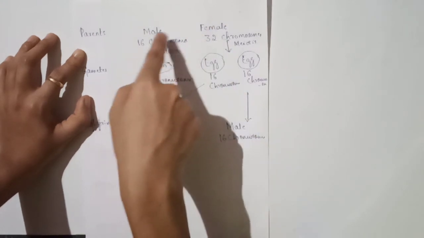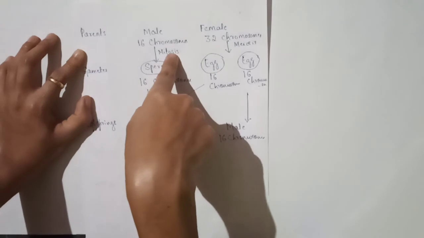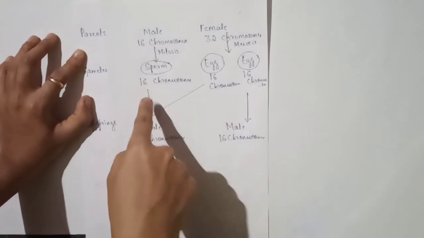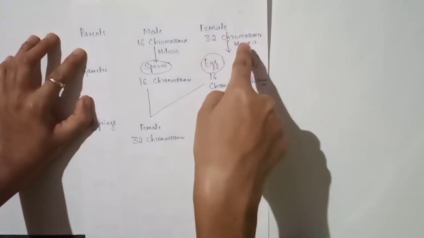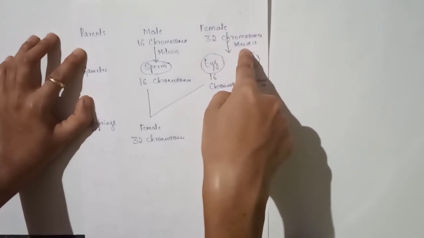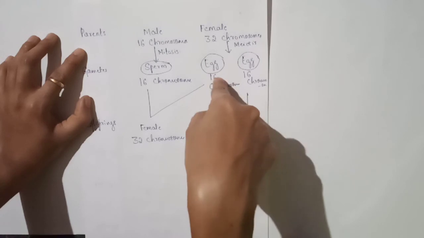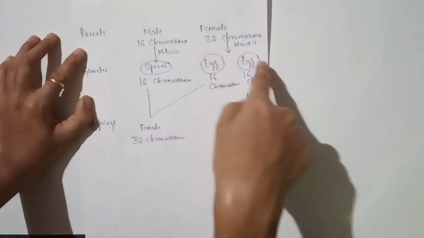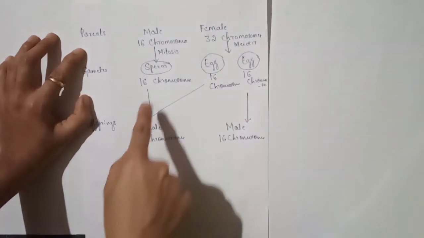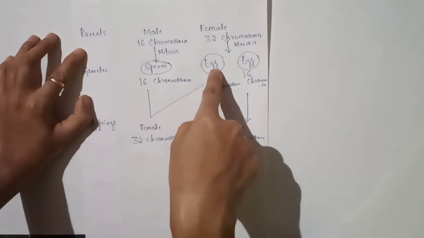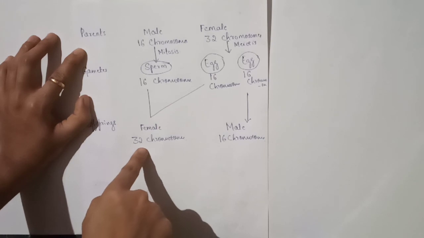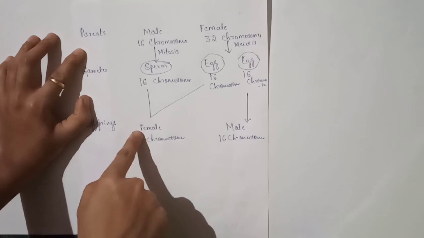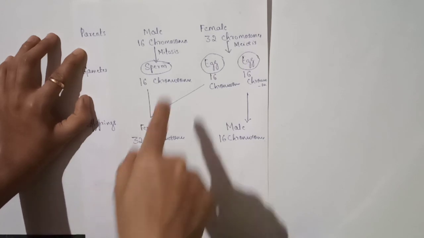During gametogenesis, the male undergoes mitosis and produces sperm, which consists of 16 chromosomes. Whereas in female, meiosis occurs. As a result, the egg consists of 16 chromosomes, half the number of chromosomes. Suppose this sperm cell fertilizes this egg cell. Then the individual consists of 32 chromosomes and the individual becomes female. It becomes queen or worker.